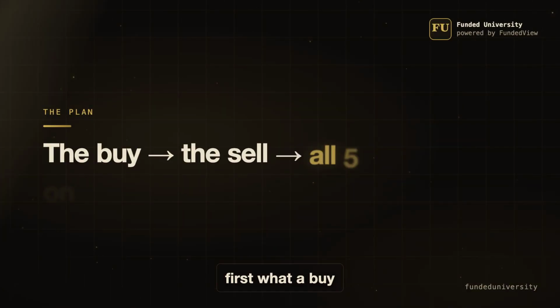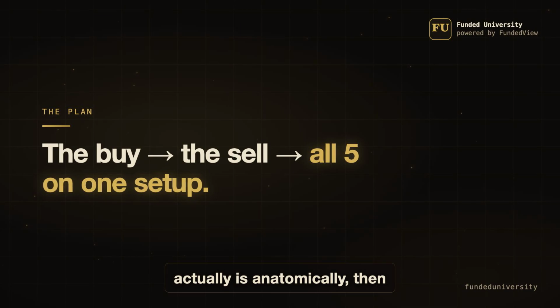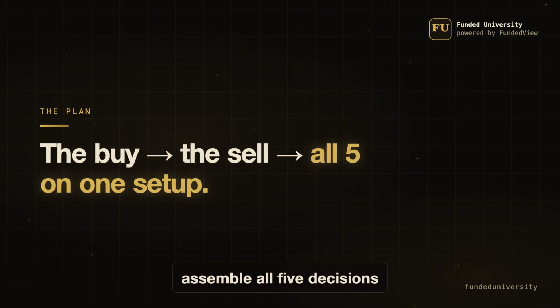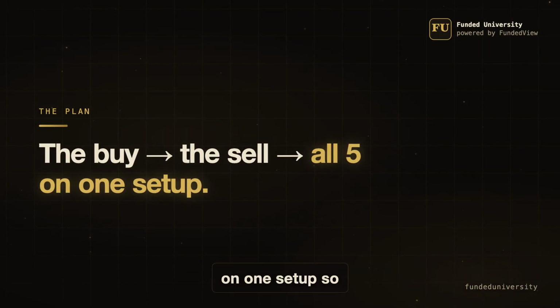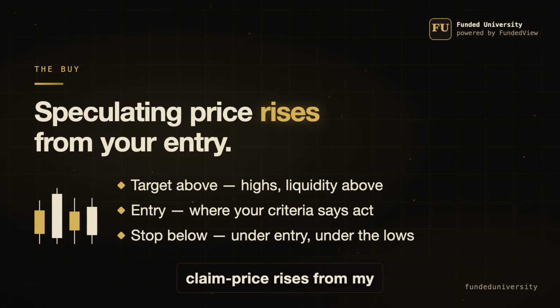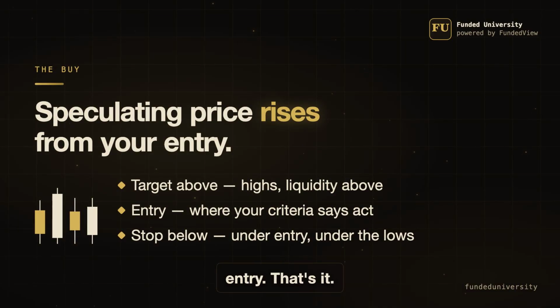Here's the plan. First, what a buy actually is, anatomically. Then what a sell actually is. And then we assemble all 5 decisions on one setup, so you see the full picture the way a trader sees it. When you press buy, you're making one specific claim. Price rises from my entry. That's it. That's the bet.